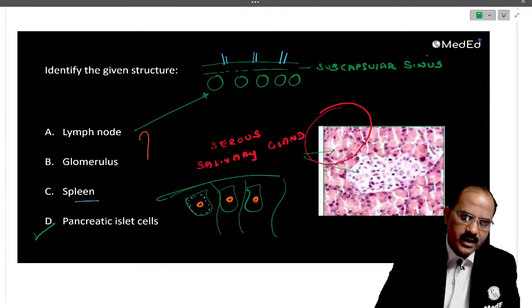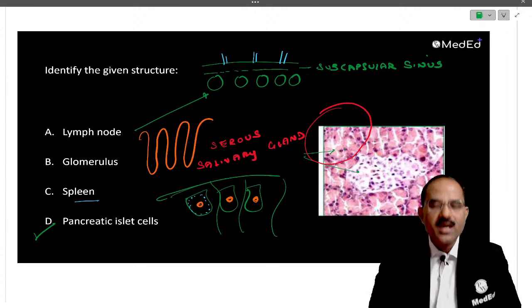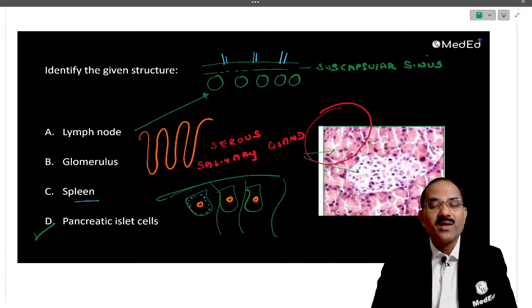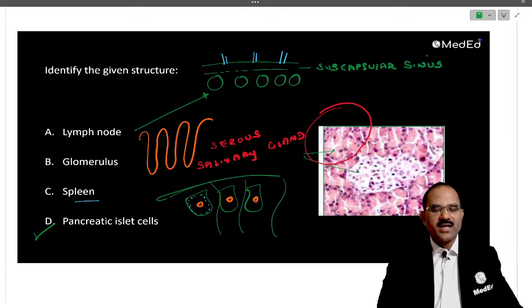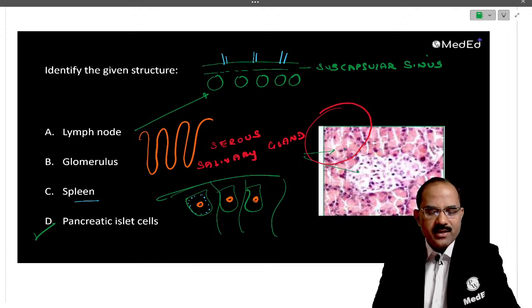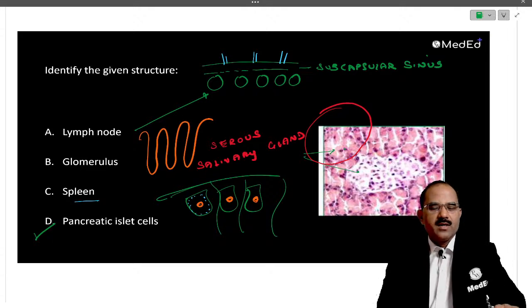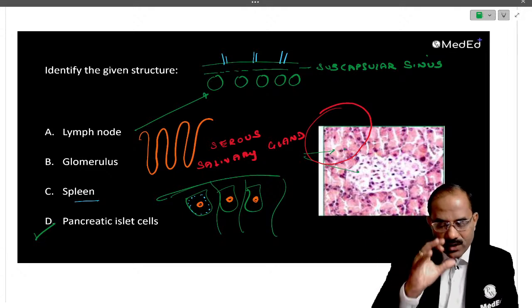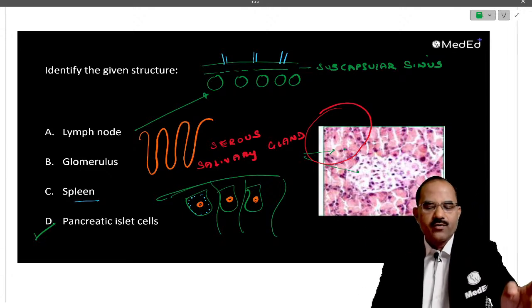In tonsil, what do we get? We get such crypts like this. Crypts. What are these known as? Tonsillar crypts. And what is the epithelium of tonsil? It's stratified squamous, non-keratinized epithelium. Stratified squamous, non-keratinized epithelium. That's the epithelium of tonsil. Clear, bachcho? I hope this is clear. So that's how you differentiate between different lymphoid tissues.